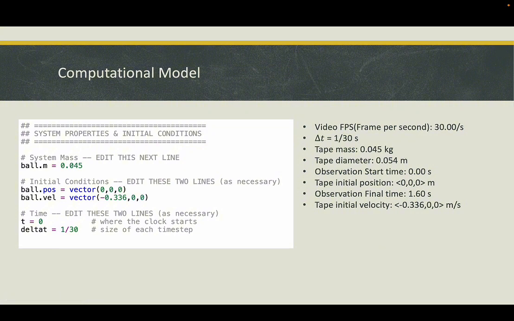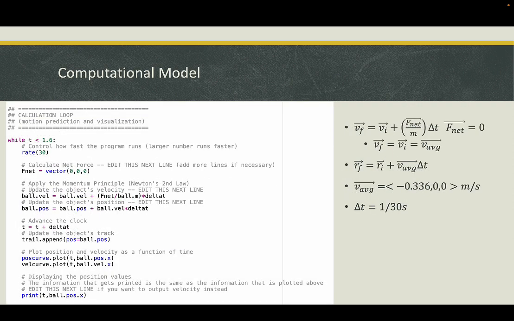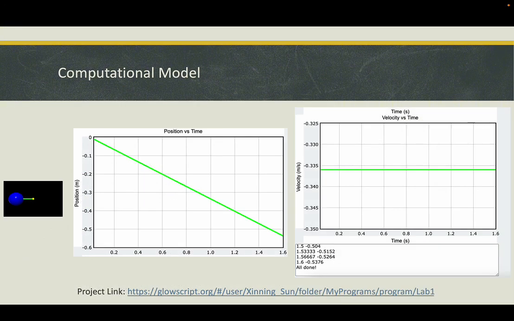Okay, so here's my computational modeling on GlowScript. The first few lines are basically the attributes of the tape that I stated before. Then I apply Newton's first and second law for the iteration part. Notice that the while loop time is smaller than 1.6 seconds, which is the observation time. In this lab, we assume that the net force is 0 Newton, which is the same for every iteration. Hence, using Newton's second law update velocity and position formulas, I added the slight change in position during every delta t while keeping v average equal to v initial. Here are the graphs generated by the predicted model. You can also find the project details by clicking the link below.